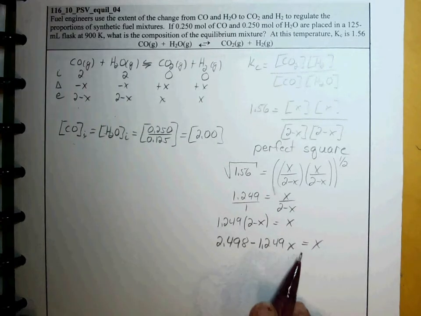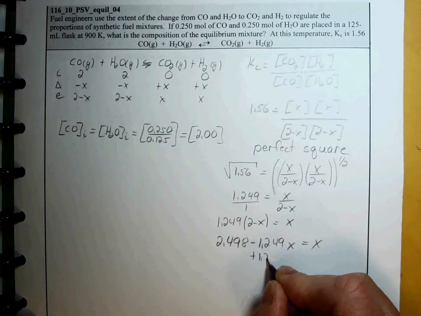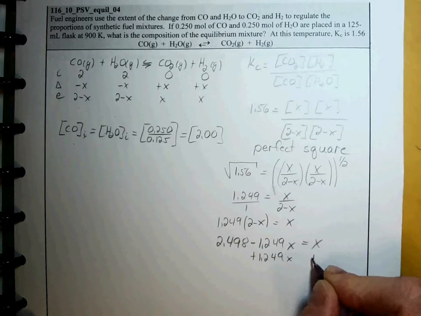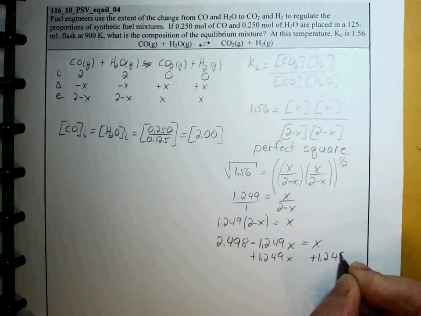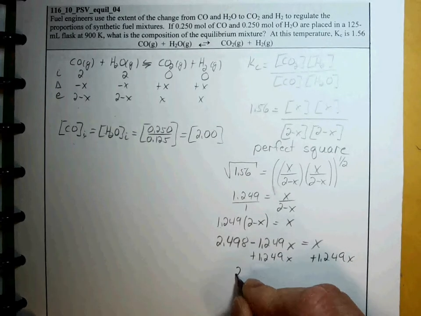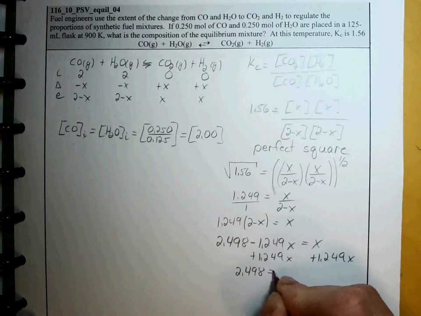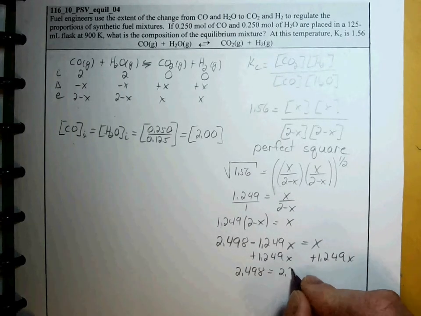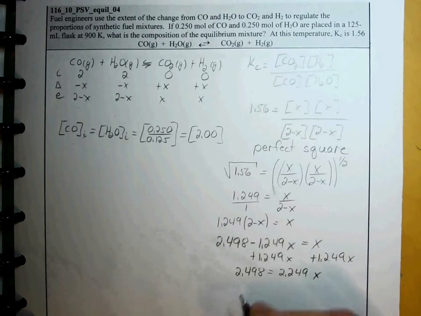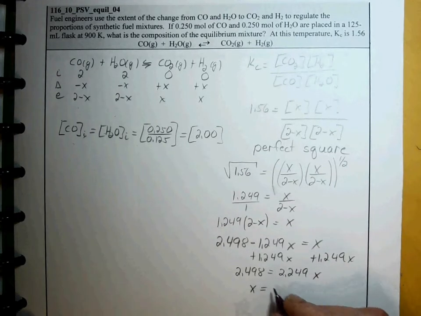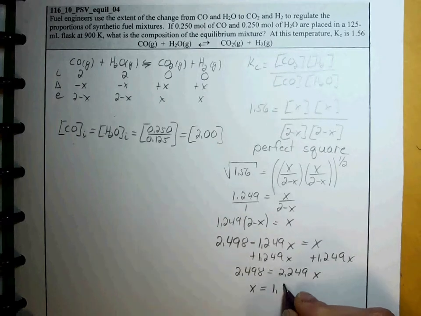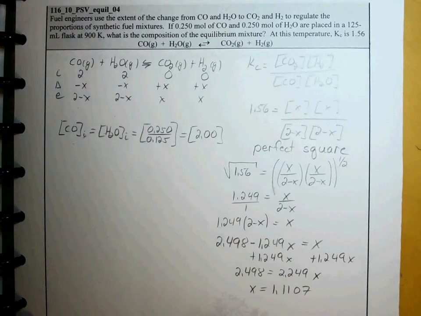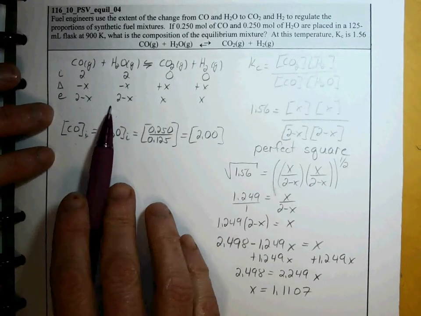We collect the like terms, which in this case means we can add the 1.249 times X to each side. We have 2.498 is equal to 2.249 times X, and X accordingly is equal to 1.1107. Alright, so now that we have X, we go back to the original ice table to find out how we can solve for our problem.